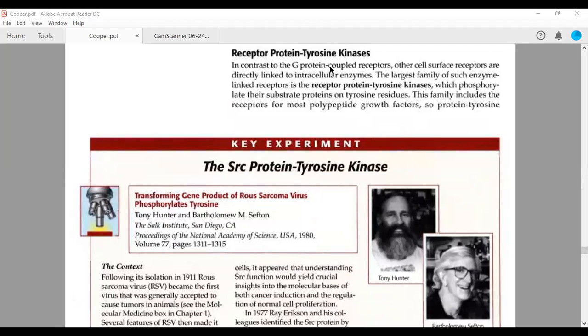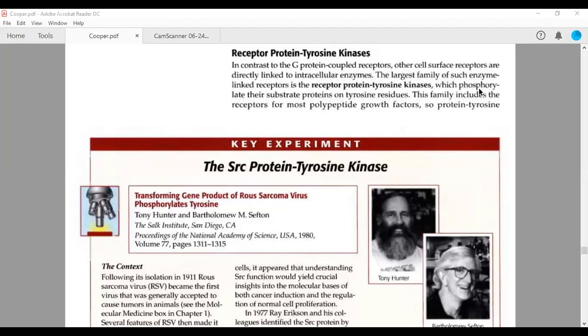So besides GPCRs, the largest family of such enzyme-linked receptors is the receptor tyrosine kinases. We know the GPCRs are not linked directly to some of the enzymes. They are linked with the G protein, and the G protein is activating some of the enzymes, for example, adenylate cyclase or guanylyl cyclase or phosphodiesterase. But this is the largest family in the sense that the receptor tyrosine kinases are interacting with some of the enzymes directly, as we will see.